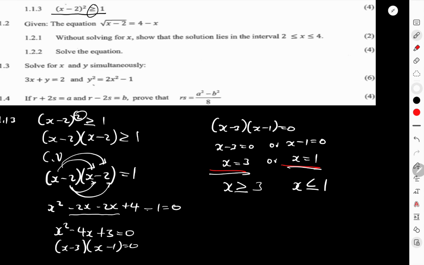Now after doing that, we can check if these numbers satisfy the condition. But the number that is bigger between these two is the one that is going to take the original sign. Now let us go to 1.2.